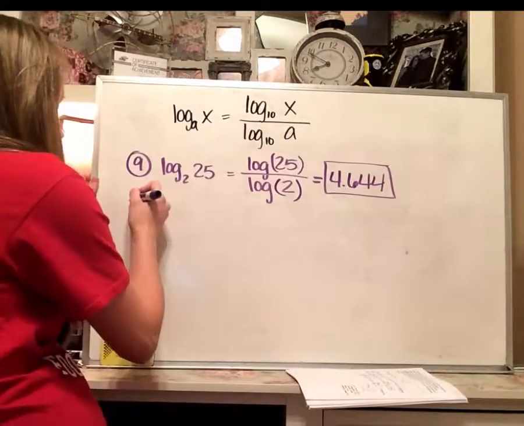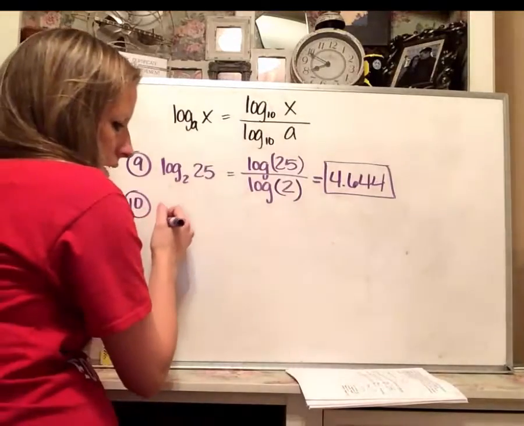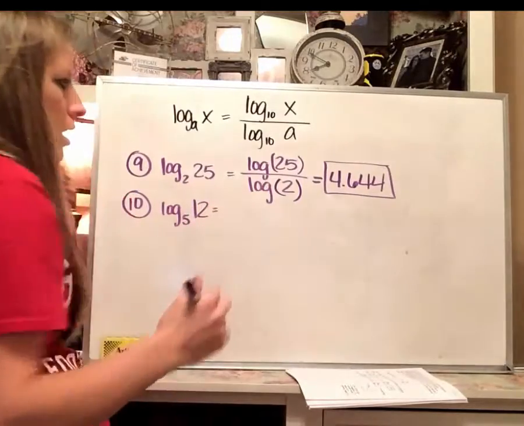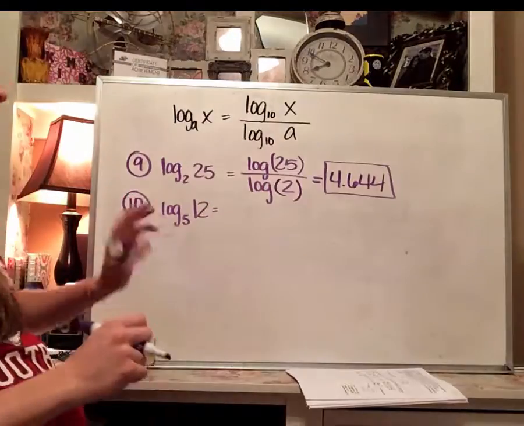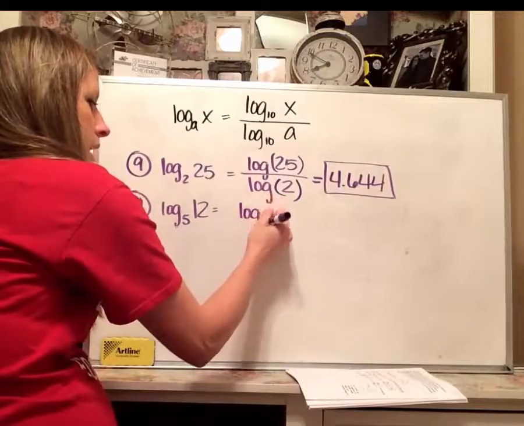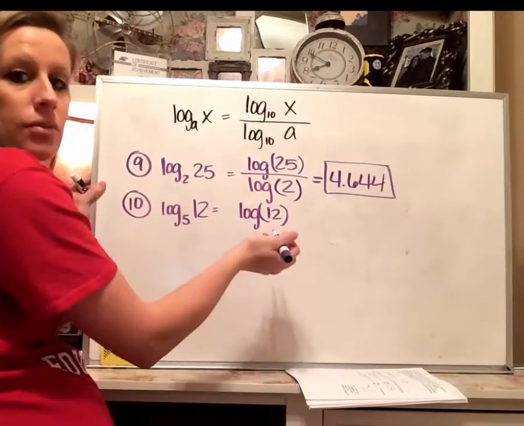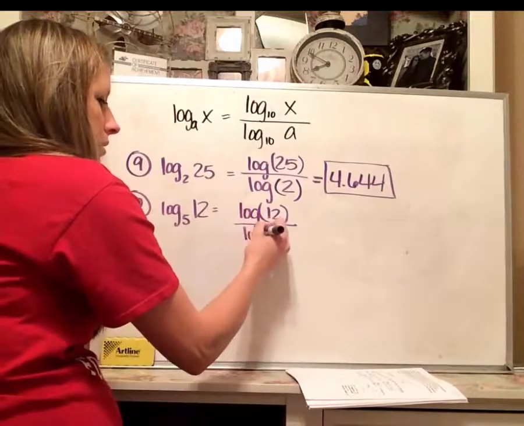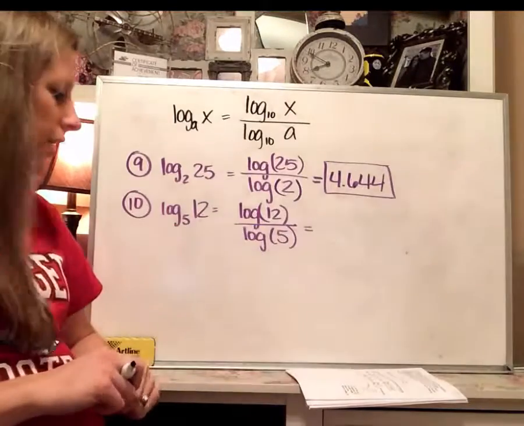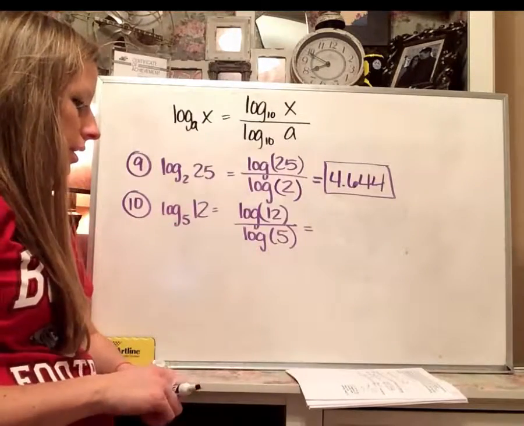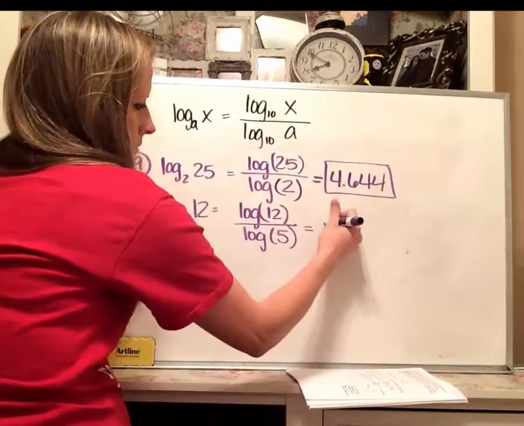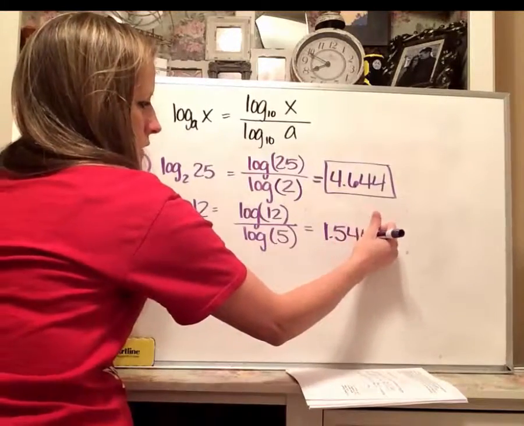So, let's try number 10. On 10, we have log base 5 of 12. Okay, and we want an exact answer. But you can't put log base 5 in your calculator. So what you have to do is take the log of 12, and go ahead and write those parentheses, divided by the log of 5. So punch that in your calculator. Let's see, and you should get 1.544.